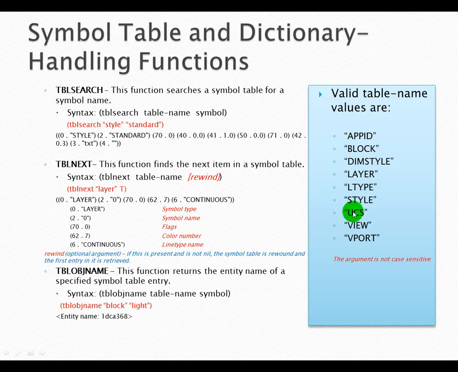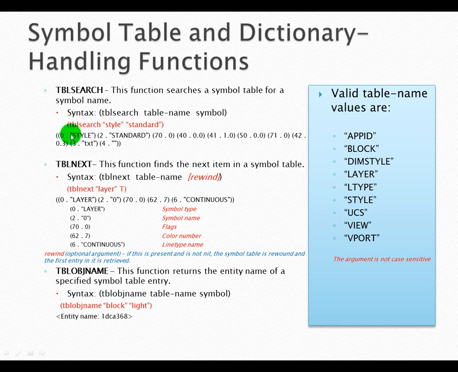The symbol tables that exist in the drawing database are the app ID, or the registered applications. These are mainly used for extended data, blocks, dimension styles, layers, linetypes, text styles, named user coordinate systems, named views, and named viewports. All of these are not case sensitive, so you can use them in your code even in lower case.